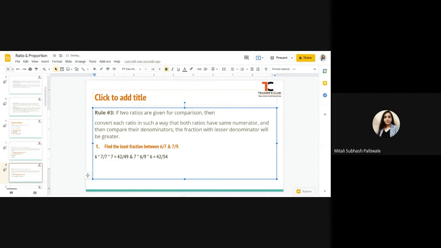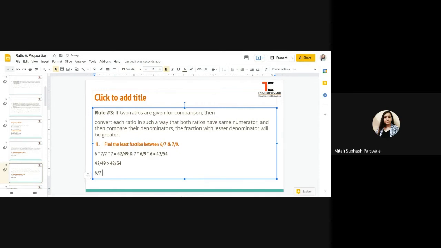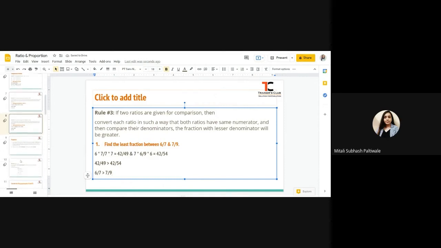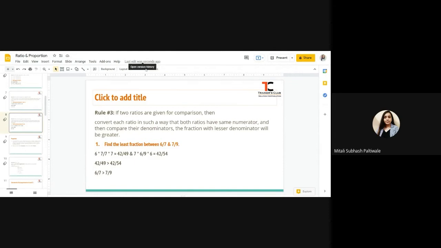Okay, now let's see how. 42 by 49 is greater than 42 by 54. So that is why 6 by 7 is greater than 7 by 9. Simply. Okay. Now let's move a little more ahead with what is proportion.